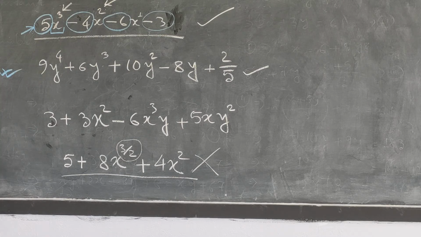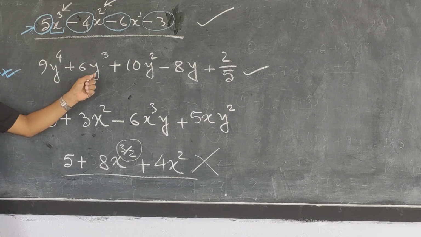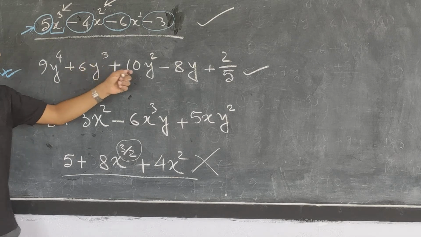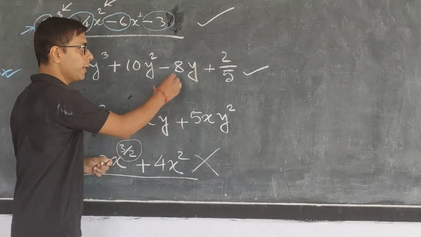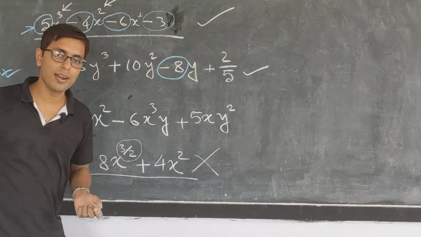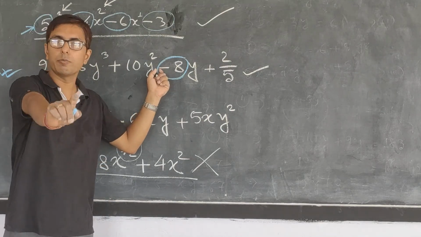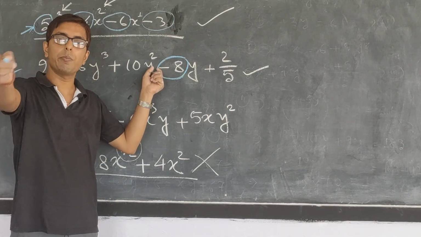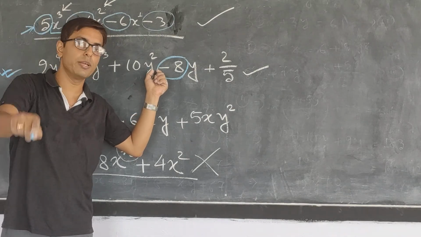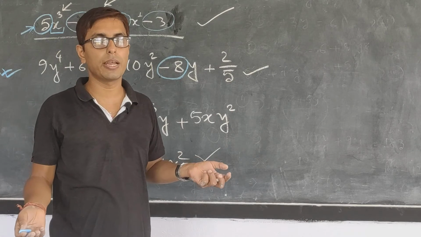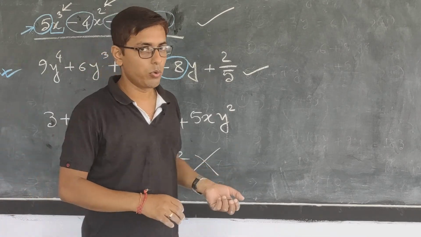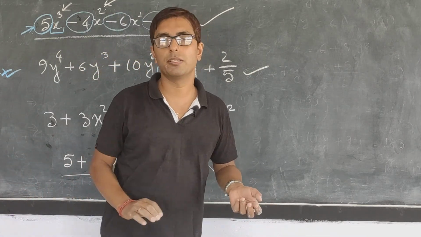So let us try the next case. If I ask you what is the coefficient of y to the power 4? Yes, the coefficient of y to the power 4 is 9. The coefficient of y cube is 6. The coefficient of y square is 10. Well, the coefficient of y is -8. Clear? If there is a negative sign, you have to mention whether it is -8, -7, -5, -6, whatever you have. If there is a positive sign, you need not mention it, because even if you do not mention the plus, it will be positive, right? But if there is minus, you have to mention the minus sign.